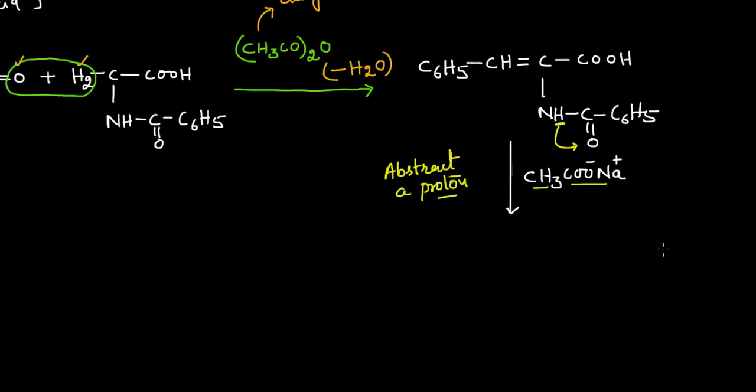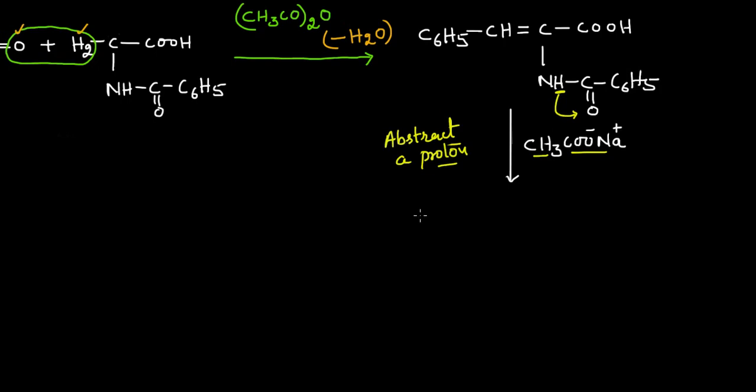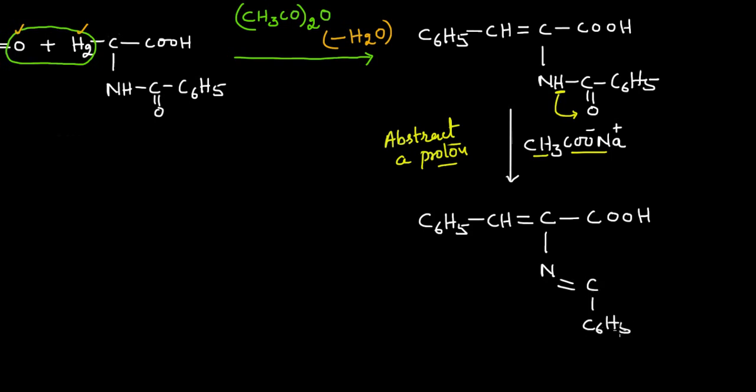So finally we get C6H5 CH double bond C, COOH, that is the acid group, and this is converted into N double bond, because when this H is removed, a double bond forms between the nitrogen and carbon. It will change like this, and this O is converted into OH.